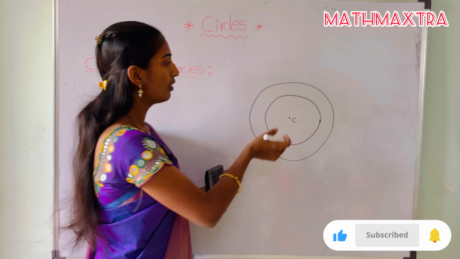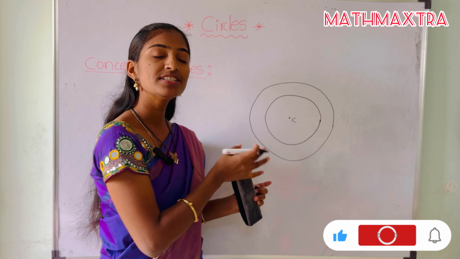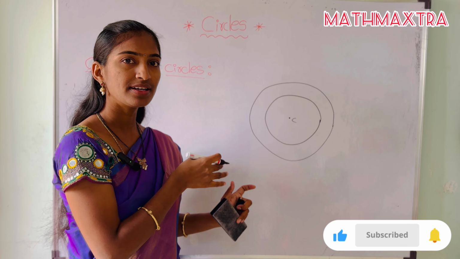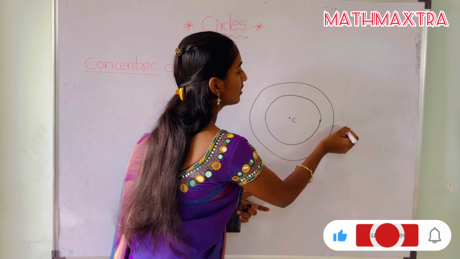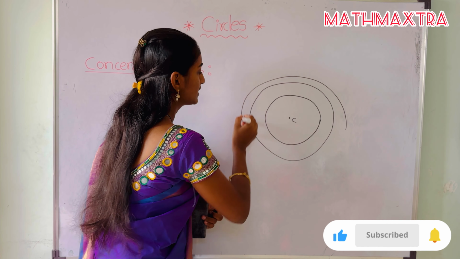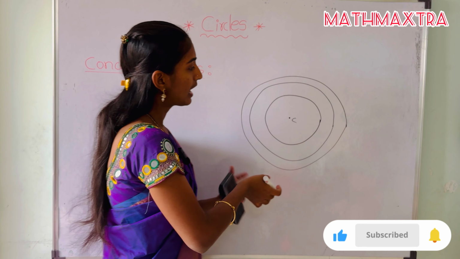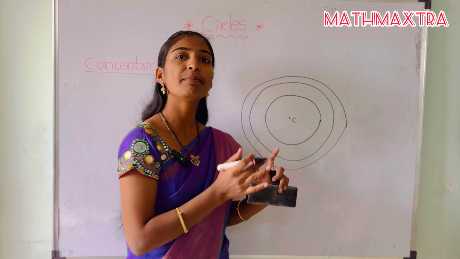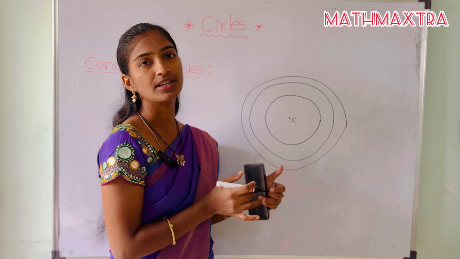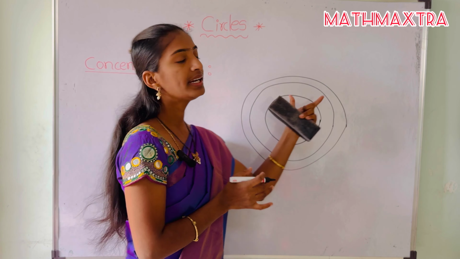So like this, how many circles can we draw with the same center? Yes, I can draw a circle like this. I can draw infinitely many circles with the same center. But what do they differ by?